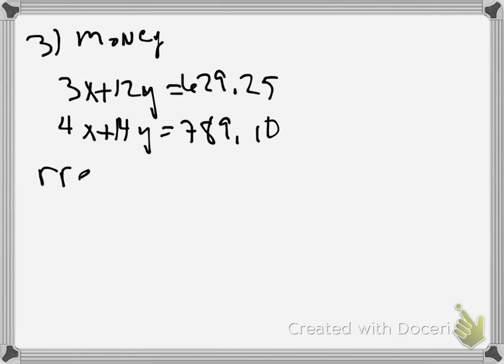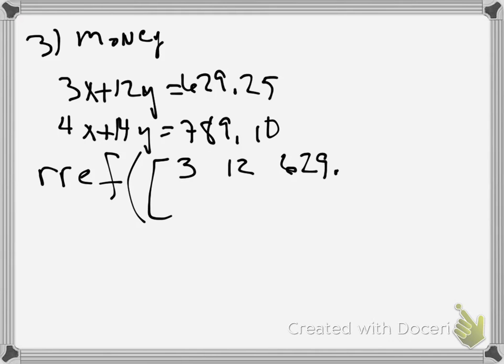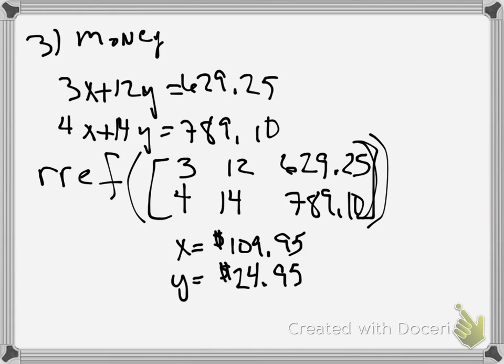It's an RREF form already. It's in our matrix form. You just got to type in the numbers and then come up with your answers. So in this one, you get X is equal to $109.95 and Y is equal to $24.95. So tables are $109.95 and chairs are $24.95. And there you go. Notice if you put the little dollar amounts, that would get you an extra point also on those.